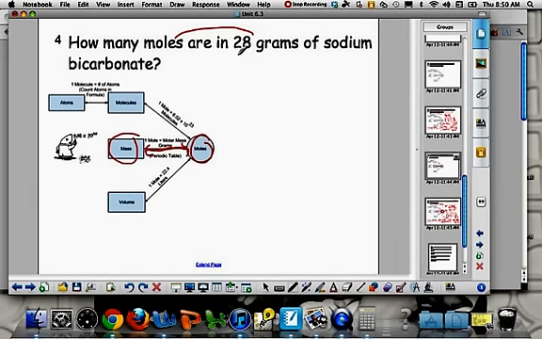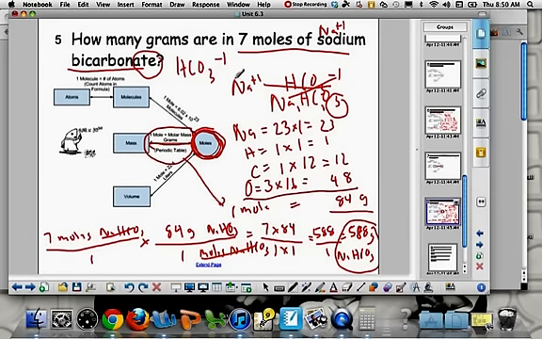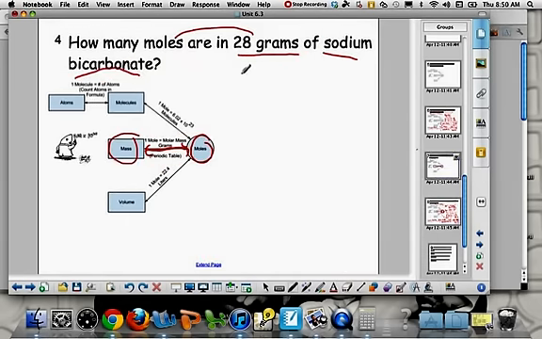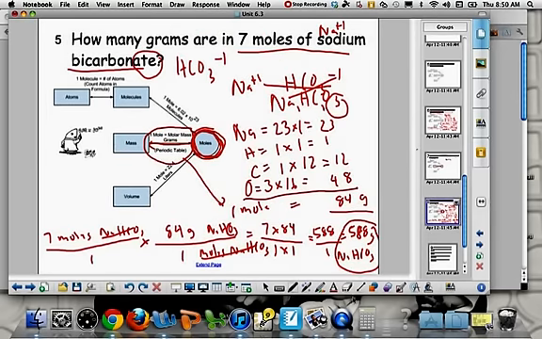So let's switch it up here. I'm starting with 28 grams of this. I got to figure out how to go to moles. Now, our first step would be to figure out what my formula is, sodium bicarbonate, but guess what? We just did that on the last page. Sodium bicarbonate, we already figured out that that was NaHCO3. Remember? We crisscrossed sodium and bicarbonate. And we already figured out my molar mass.